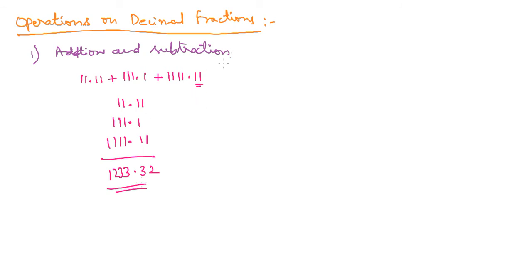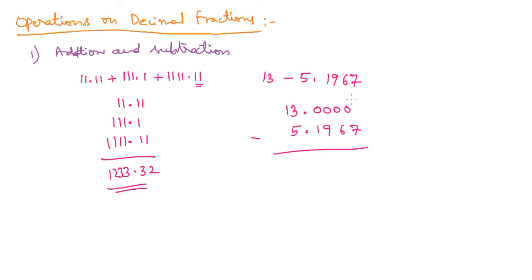So let me subtract 13 minus 5.1967. So this will be done. 13 means 13.0000. We can put how many zeros we want. So it is 13.0000 minus 5.1967. Now simply subtract. So how much will it be? 10, so it will be 3.